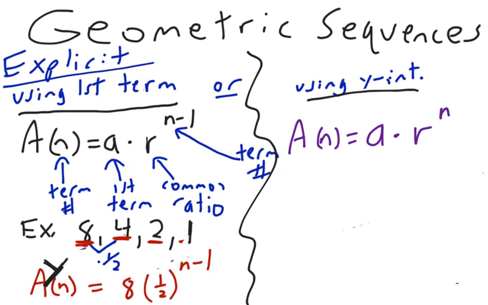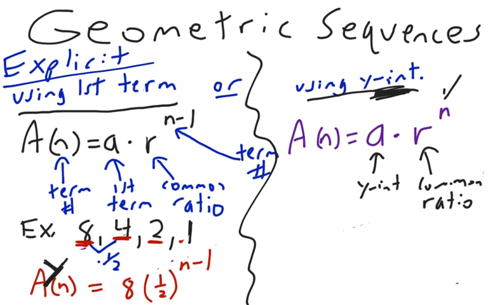It's a of n equals a times r to the n power. But a is not going to represent the first term. It's my Y-intercept. So that's my 0 term, or you can just say the Y-intercept. And r is still my common ratio. And n is still going to be my term number. So not much has changed there. All right, let's look at that other example and set it up that way.